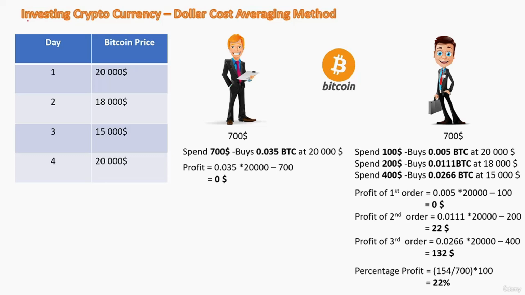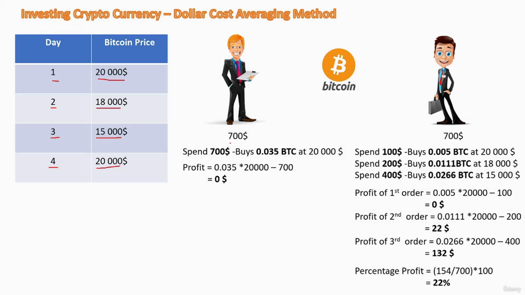Now I am going to explain our cryptocurrency investing strategies. Now imagine this table shows the variation of the price of a Bitcoin in different days. In the first day, price of a Bitcoin is 20,000 USDs. In the second day, price has been dropped to 80,000 USDs. In the third day, price has further dropped to 15,000. In the fourth day, again price has been increased to 20,000 USD level.